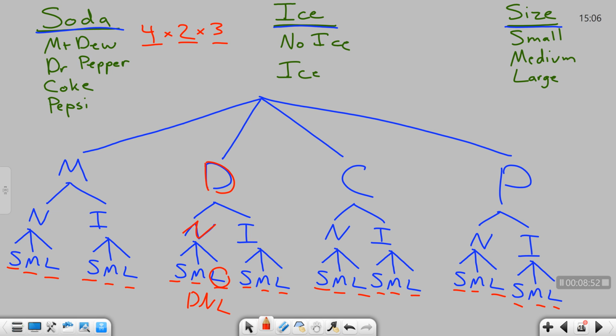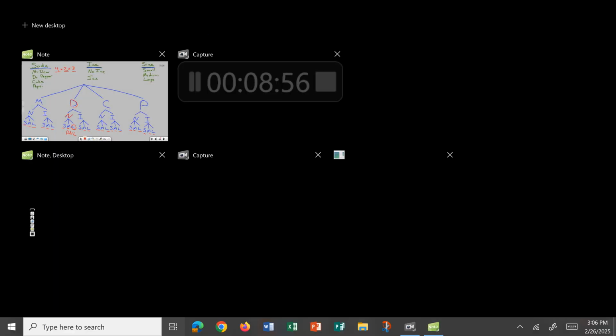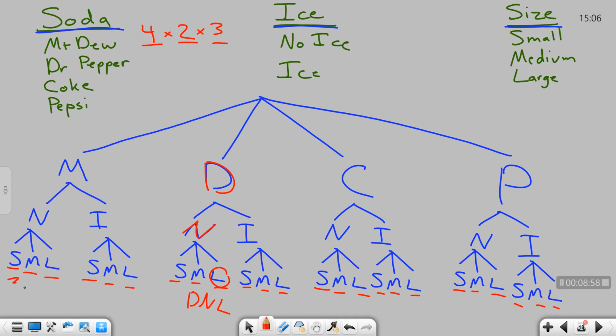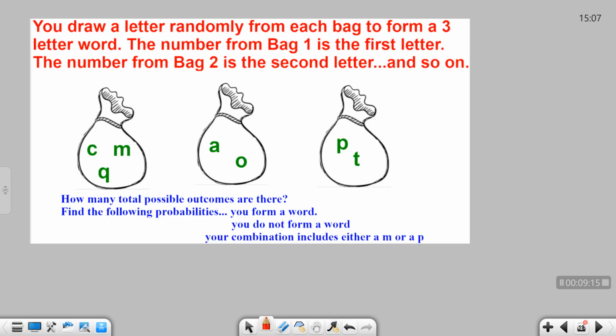But sometimes it's really nice to see them, so you might actually want to list them all out. This is a Mountain Dew with no ice, but small. This is a Mountain Dew with no ice in medium. This is a Mountain Dew with no ice in large. And you can list all those out. That's called a tree diagram, and sometimes it's really nice to be able to see all the possible options. So this would be another example.